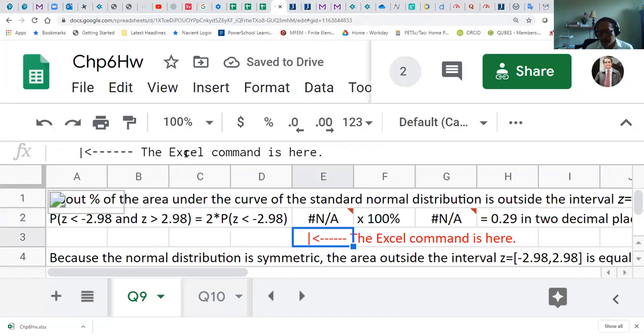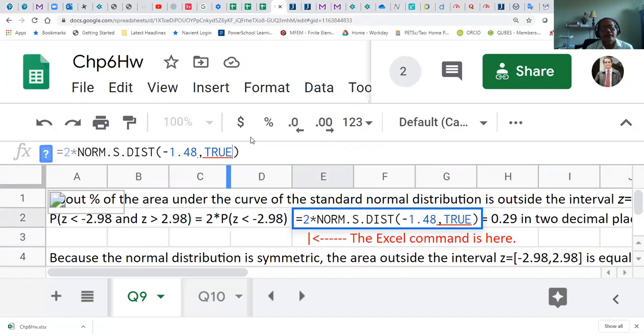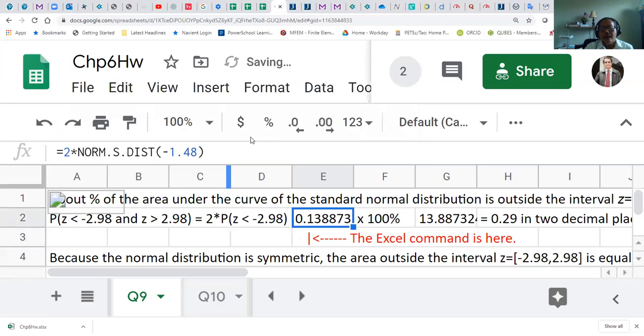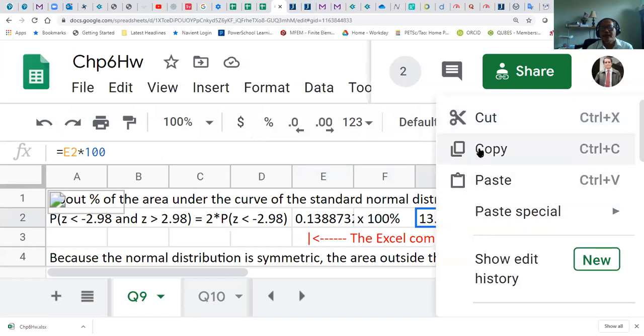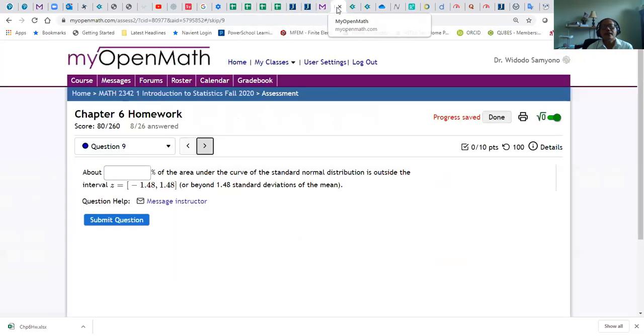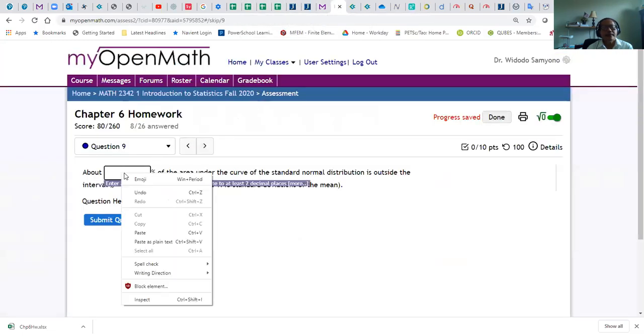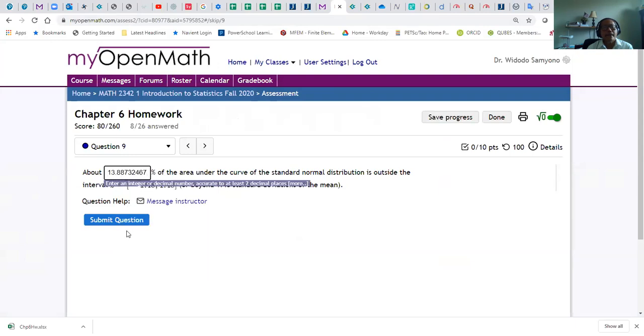Okay, I think I need to erase that. You don't need to have this. If you're working on the Google Sheet, you don't need to have that. Okay. And now as you multiply by 100, you got this number. So your answer will be this one here. Copy and paste this here. You just need to copy and paste it.